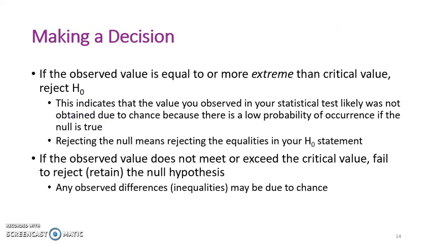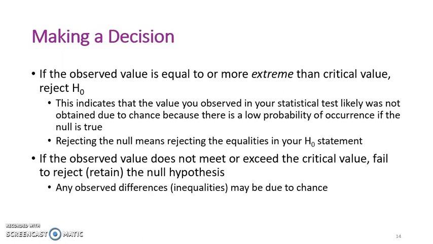If the observed value is equal to or more extreme than the critical value, you decide to reject the null hypothesis. The more extreme just means more negative if the critical value is negative, or more positive if the critical value is positive. That is, it's farther into the tails of the distribution. If your observed value is more extreme than your critical value, it indicates that the value you obtained in your statistical test likely was not obtained due to chance. Its occurrence was statistically rare enough, in other words, it had a low enough probability if the null were true, that it likely was not due to chance.